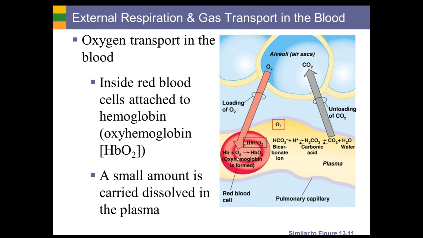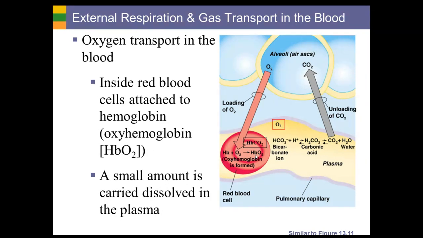In the red blood cells, that oxygen is going to bind with hemoglobin, which is the protein that's filling that red blood cell, and form what's called oxyhemoglobin. That's HbO2. Now, oxygen binds to a specific location on a specific part of the hemoglobin molecule called the heme group. And that heme group contains iron. When it binds to that iron, it makes iron oxide.